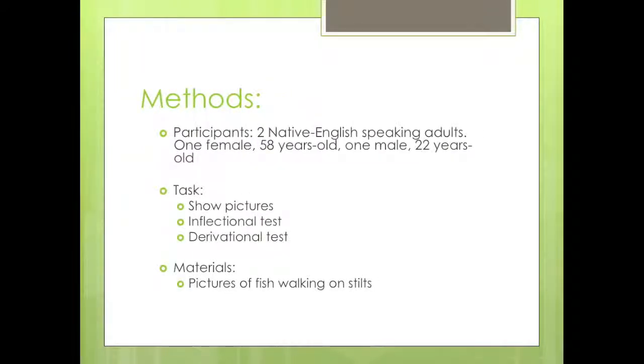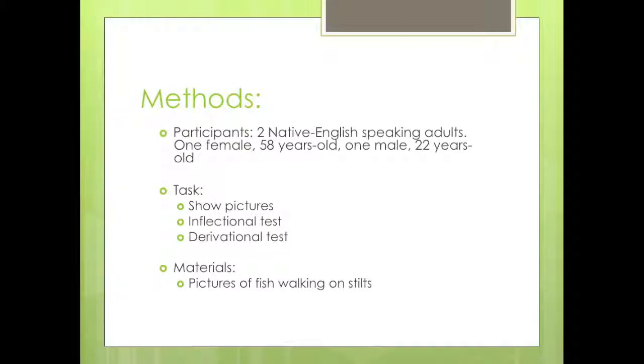So the methods. My independent variable was grammar application ability, and my dependent variable, which was dependent on the independent, was generated derivational and inflectional morphemes. So what was generated by the adults. And my participants were 2 native English-speaking adults.